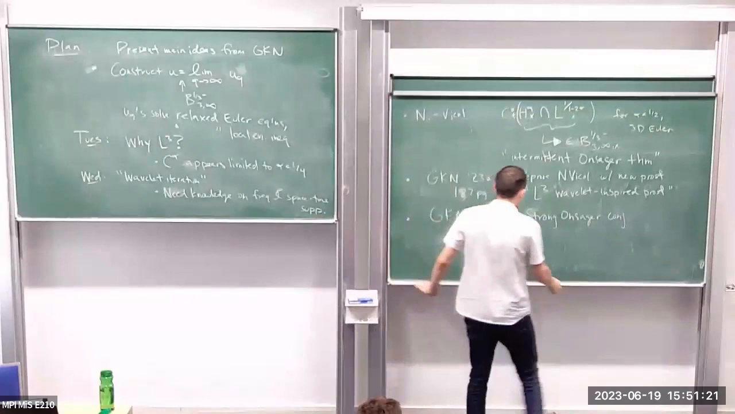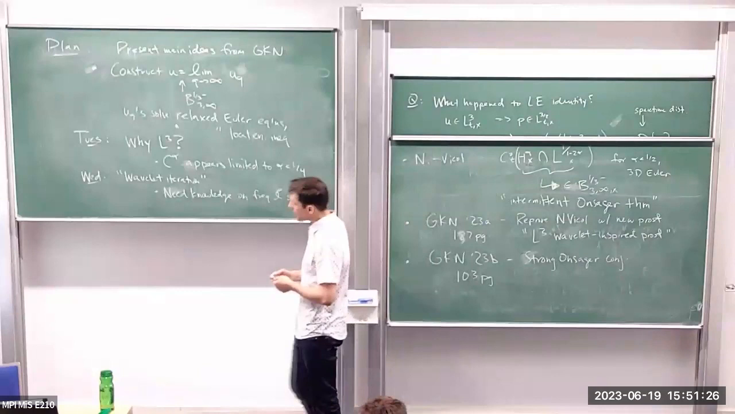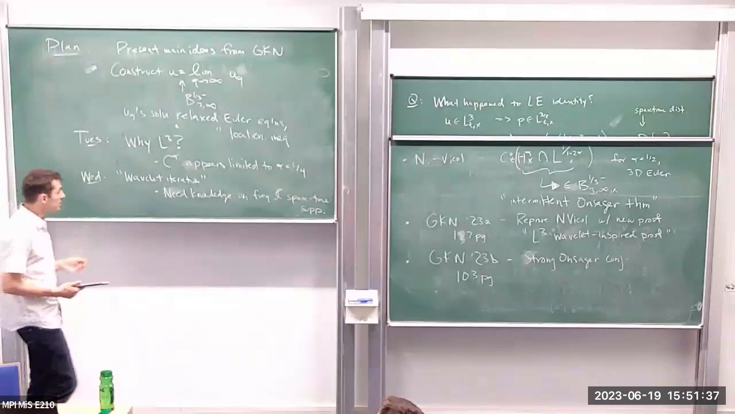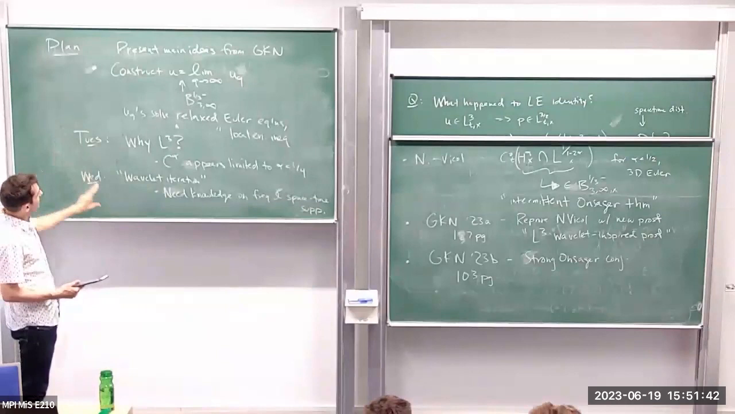Usually frequency information is enough. But part of what I'll explain is that once you decide to work in L3, it really appears that you're forced to have an iteration which carries some knowledge of space-time support. So you're forced to work in L3 as far as I can tell, and you're forced to use a wavelet iteration as far as I can tell.